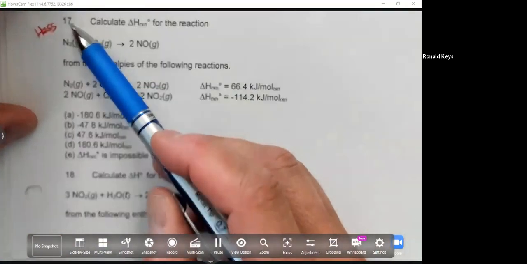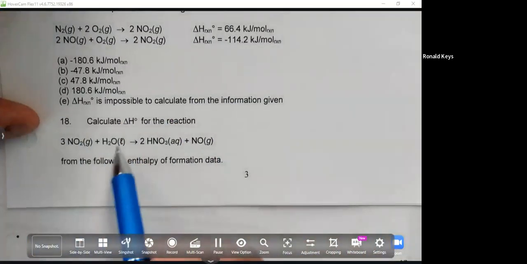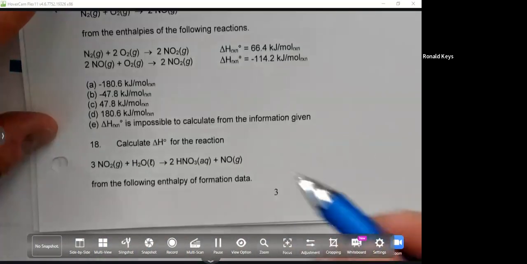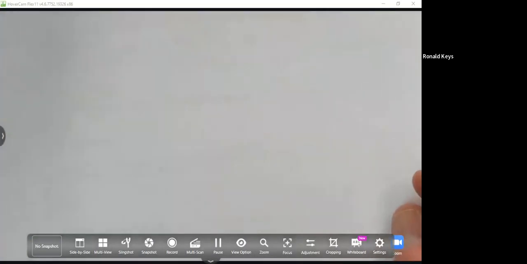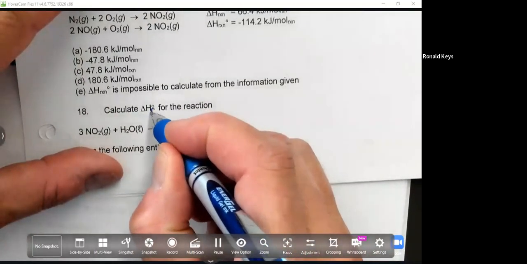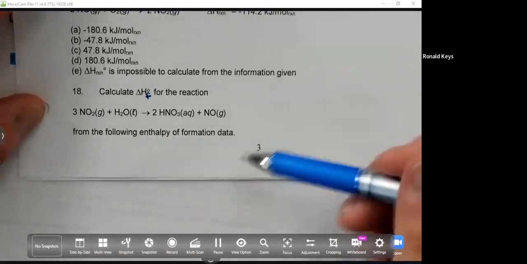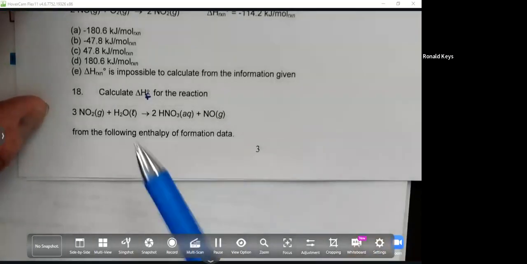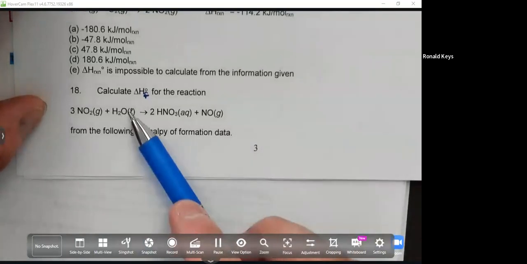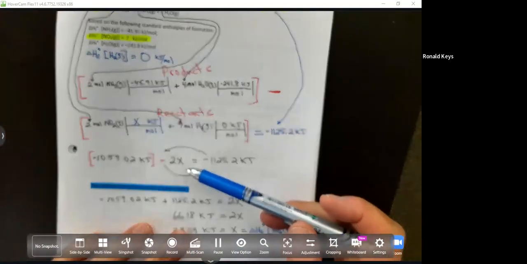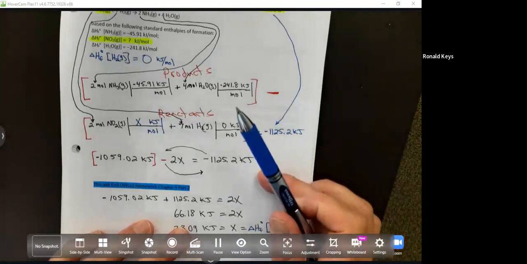17 still is a Hess's law. And 18 is what we just did. Should be enthalpy of formation. There's only one problem like this on the quiz, like what we just did. OWL does have you solve one of these for X like this. So I think this gets you to the last section of OWL.